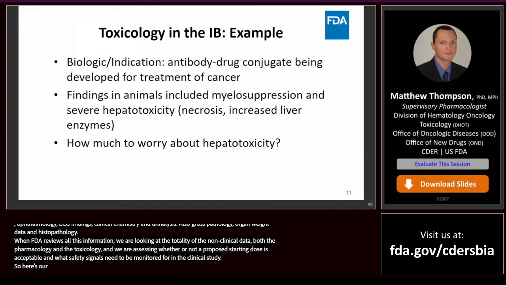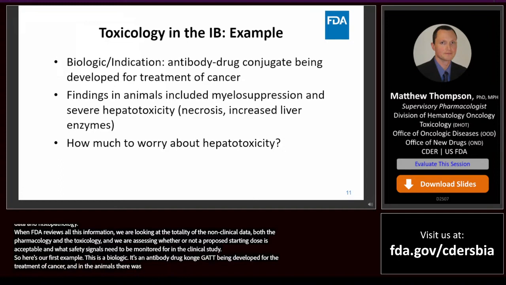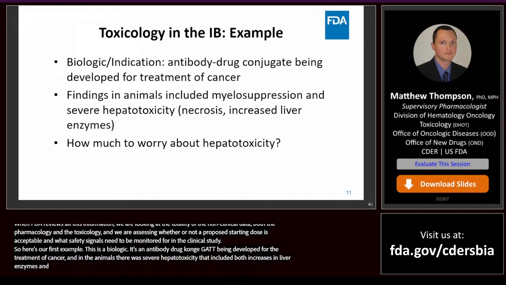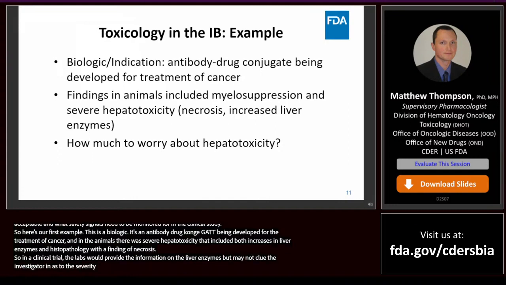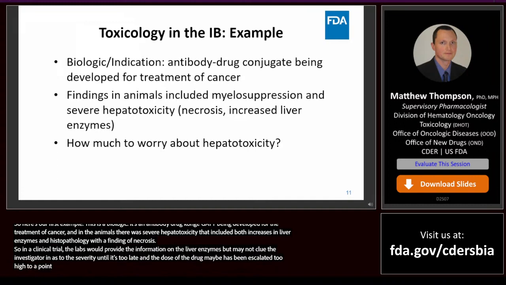So here's our first example. This is a biologic. It's an antibody drug conjugate being developed for the treatment of cancer. And in the animals, there was significant myelosuppression and severe hepatotoxicity that included both increases in liver enzymes and histopathology with finding of necrosis. So in a clinical trial, the labs would provide the information on the liver enzymes, but may not clue the investigator in as to the severity until it's too late, and the dose of the drug maybe has been escalated too high to a point where there's severe toxicity.